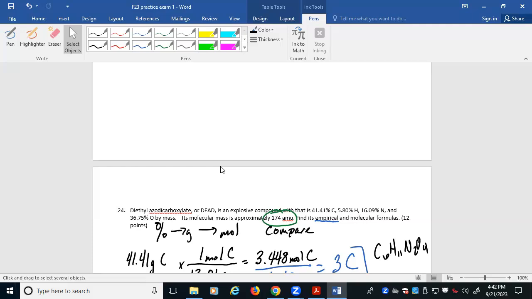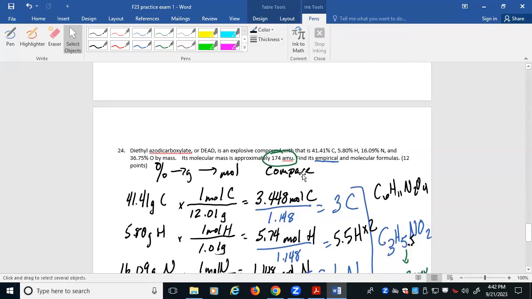Go ahead. Remind me again, where did the 174 come from? So the 174 came from the problem itself. It told us that the molar mass of the molecule was 174. And you can't do a problem like this without knowing the molar mass. You can't figure out a molecular formula from the empirical formula without a molar mass, because you have to know what you're comparing against.